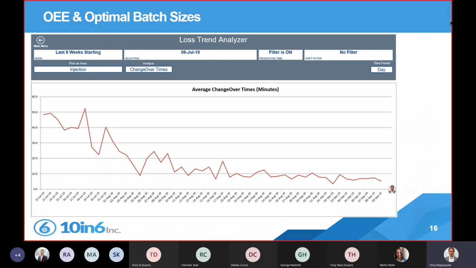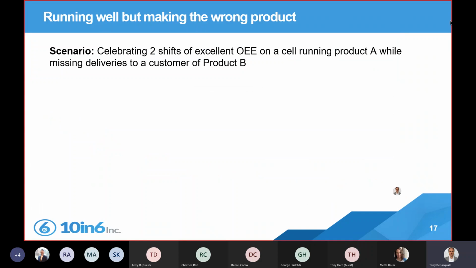And again, rather than just running the same product for 3 days and getting a great OEE score, but getting behind on other orders. So again, not rocket science, but again, something that if you don't have a system that can help you measure changeovers, it may not be easy for you to do this.